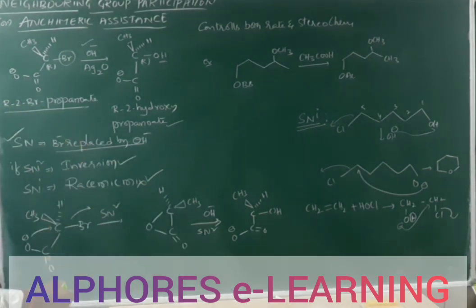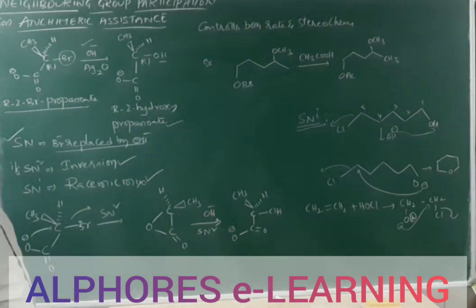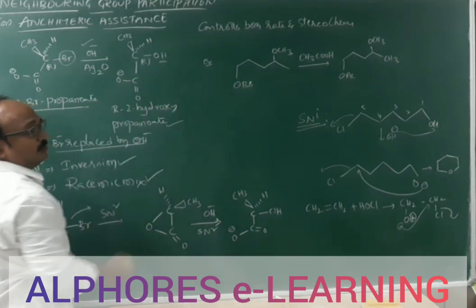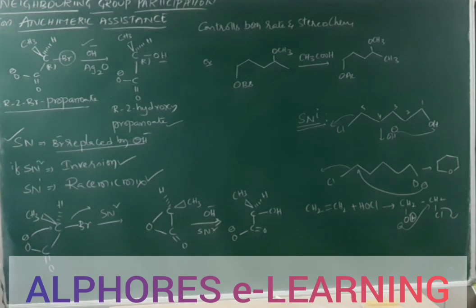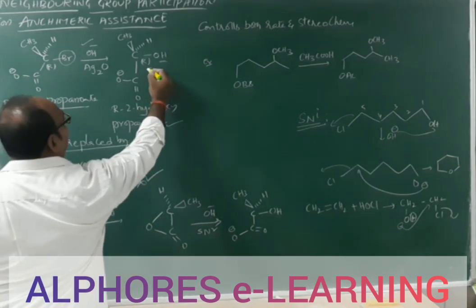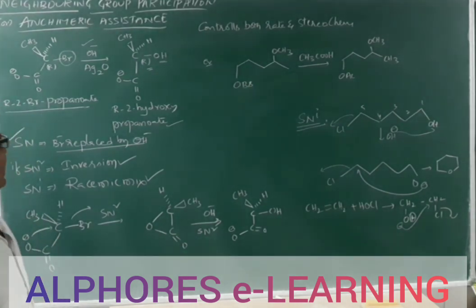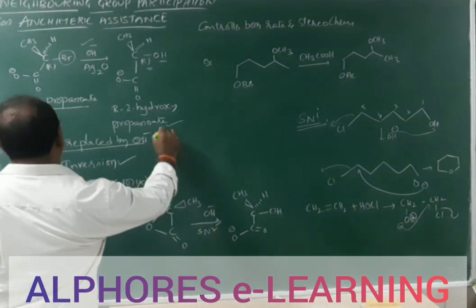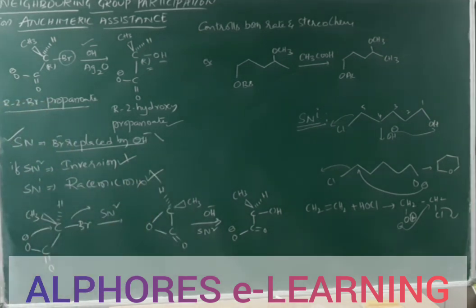Let us observe what product we are getting. Is it inversion, R to S? No. Is it racemization? No. If it is a racemic mixture, you should get R plus S, an enantiomeric mixture. But here we didn't get any enantiomeric mixture; we are getting only one product, 100% of product. It indicates it is neither SN2 nor SN1; it is some other reaction.